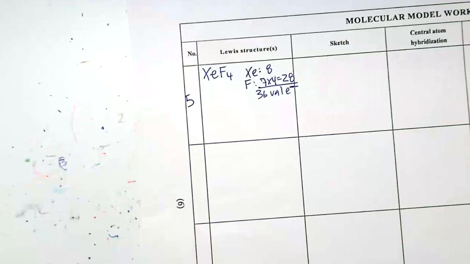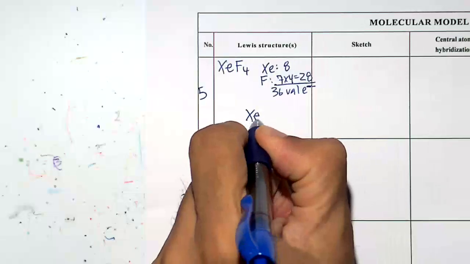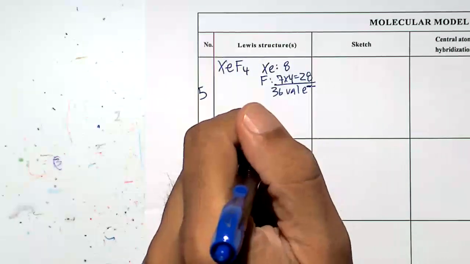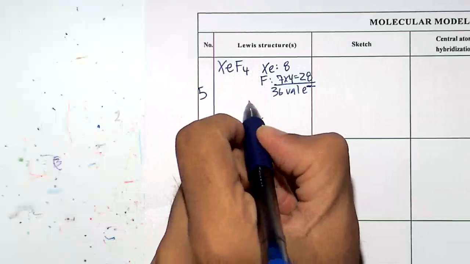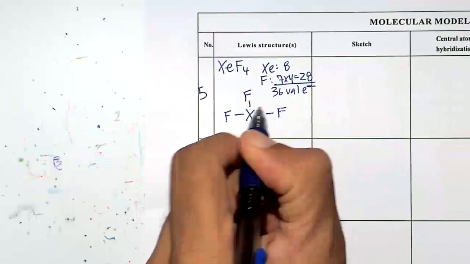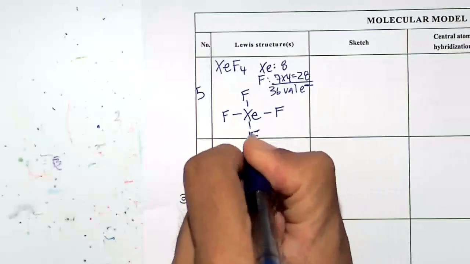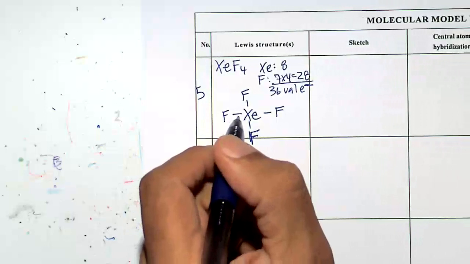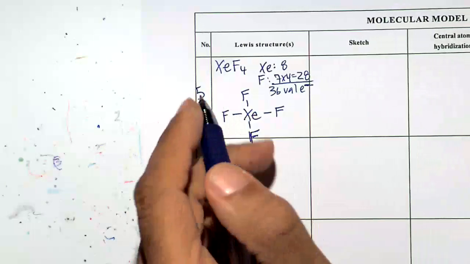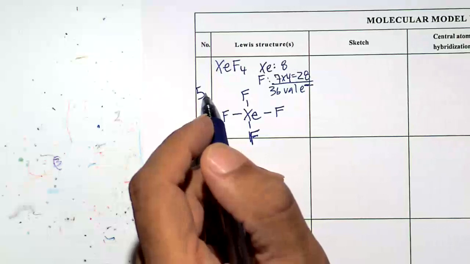What will our central atom be? Xenon, and then how many fluorines? Fluorine, okay. There won't be a double bond with halogens. That will mess up the formal charge a lot. So no double bonds with halogens.